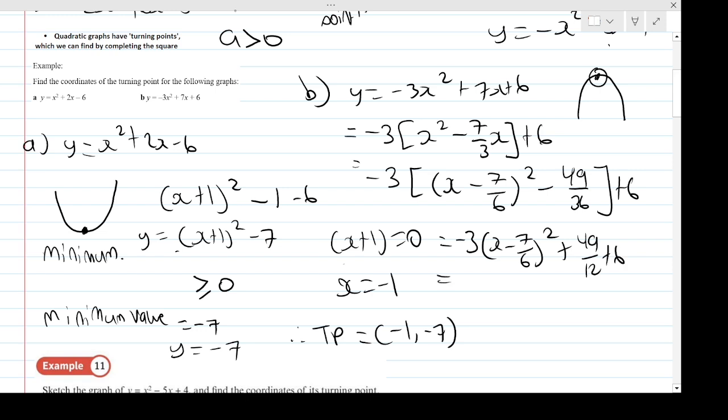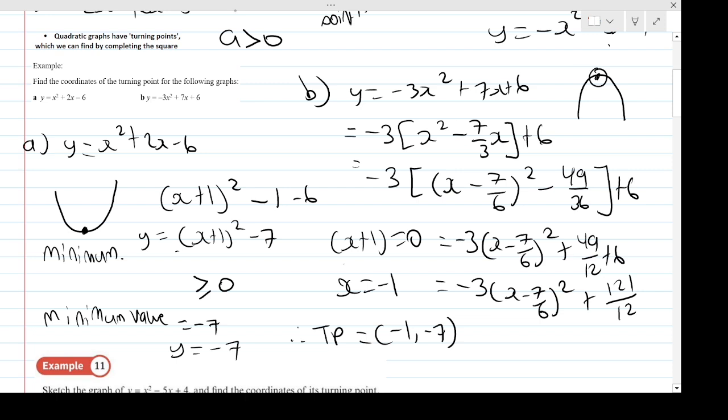Then I'm going to bring the numbers together to get -3 x -7 over 6 all squared, and then add 49 over 12, add 6, which gets me 121 over 12. You can do that on a calculator. Remember, you will have a calculator in your exam. But yeah, so that's the completed square form, right? So we complete the square on it. So now we need the turning point, the coordinate of the maximum point here.